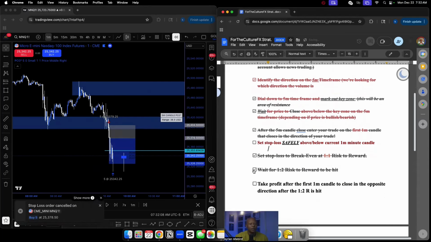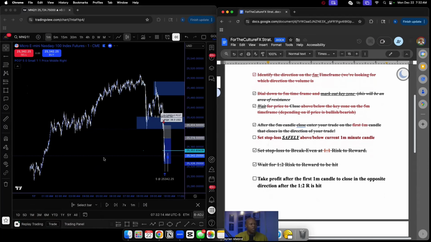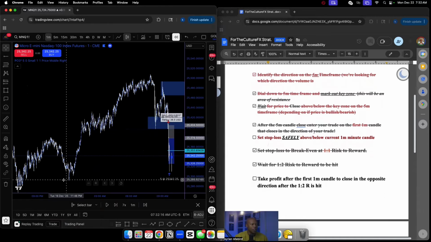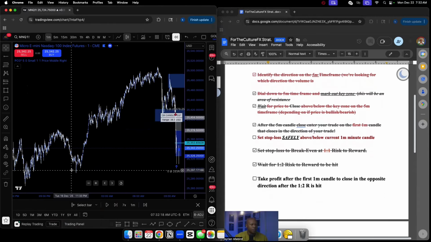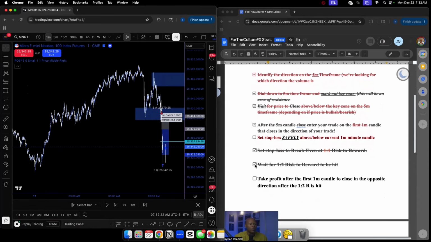But another step further can be taking profit after the first 1-minute candle closes in the opposite direction. Oftentimes this will mean setting a larger key area of resistance in terms of a target. That way we can generally have a larger risk to reward. But as a rule of thumb, we generally just wait for a 1 to 2. That's going to be your most consistent trade there.